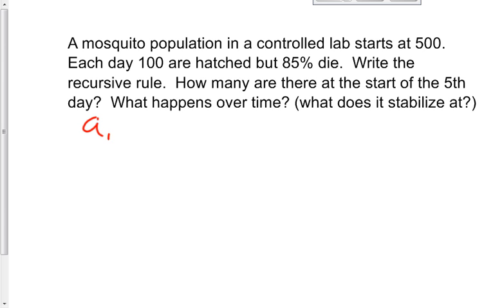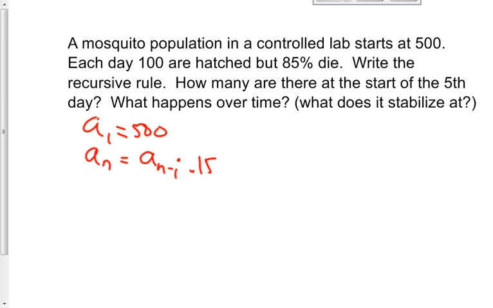So we've got a starting number of 500 mosquitoes. Our recursive rule, a sub n will be equal to previous answer times by. Be careful again. It says that 85% die. That's how many we are losing. But we need to always multiply by what we are keeping. You're keeping only 15% of the mosquito population. So we're multiplying by 0.15.